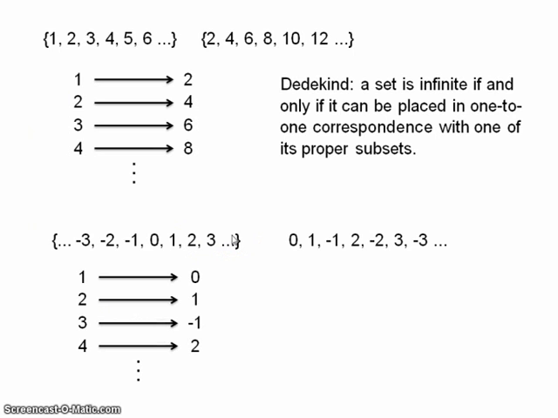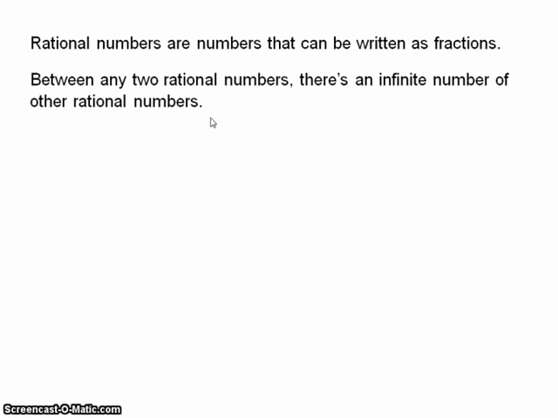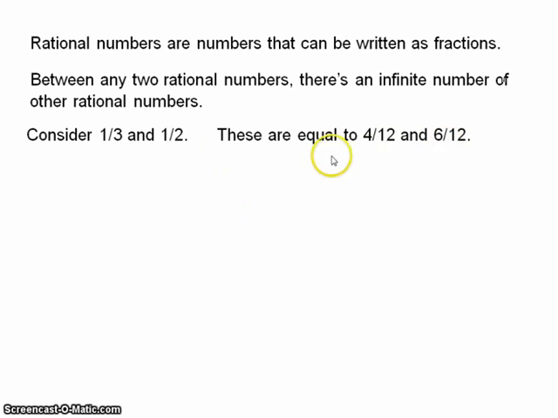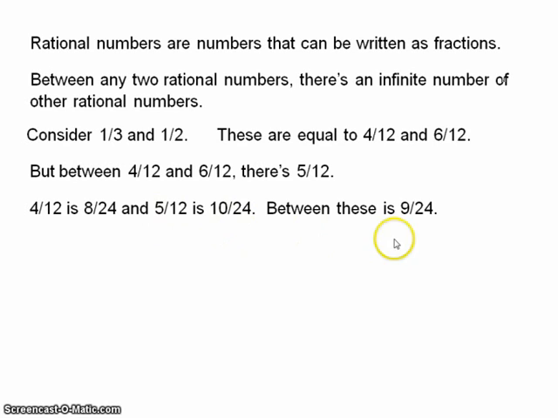Well, what about the set of rational numbers? Rational numbers are the numbers that can be expressed as fractions, such as 1/2, 1/3, 6/27, whatever. Now, an interesting property of rational numbers is that between any two rational numbers, there's an infinite number of other rational numbers. For example, suppose we take 1/3 and 1/2. Well, these are equal to 4/12 and 6/12 respectively. But between 4/12 and 6/12 there is 5/12. Okay, so take 4/12 and 5/12. Well, 4/12 is 8/24 and 5/12 is 10/24. Between these is 9/24. And this kind of thing could continue indefinitely.